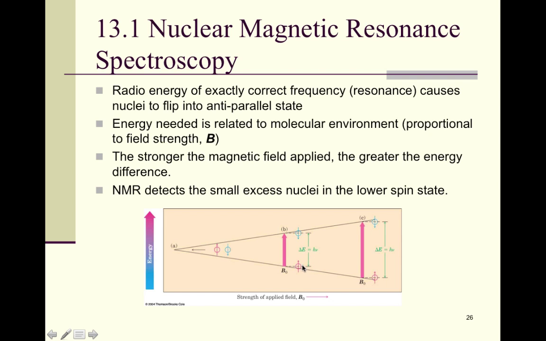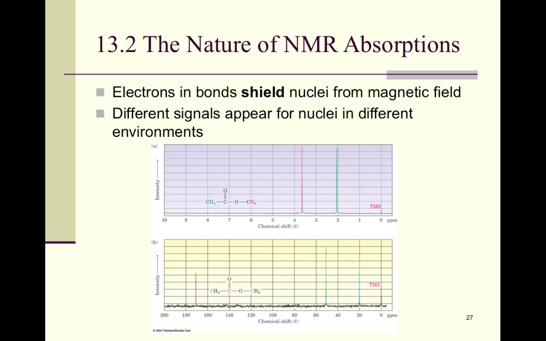We can see the difference here between those going with the applied field and those against is a little bit smaller than when we have a stronger magnetic field. The nature of NMR absorptions. Electrons in bonds shield nuclei from the magnetic field. Different signals appear for nuclei in different environments.